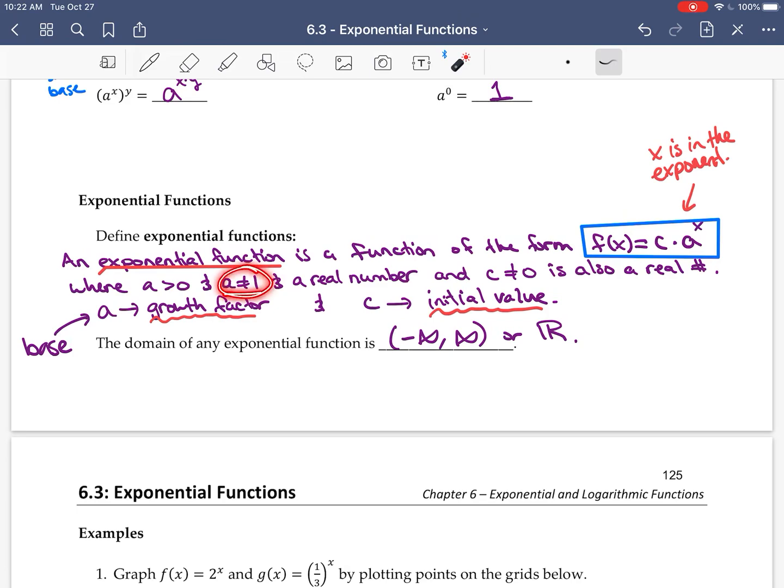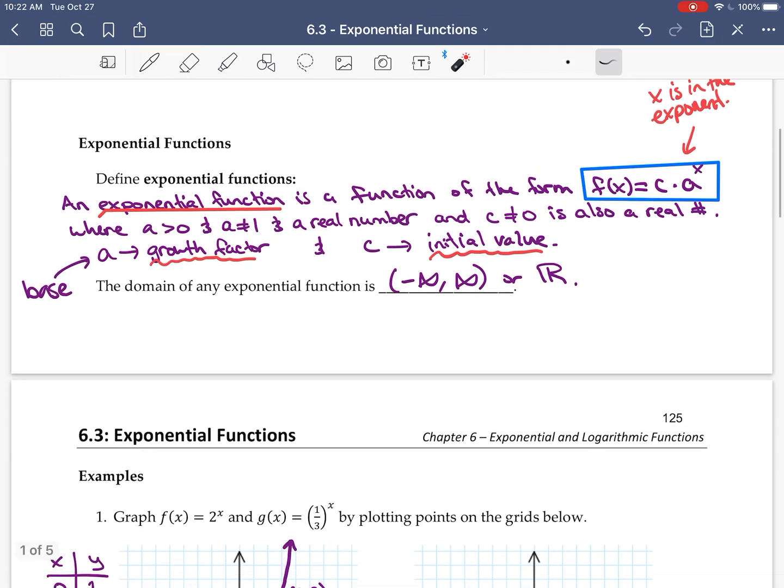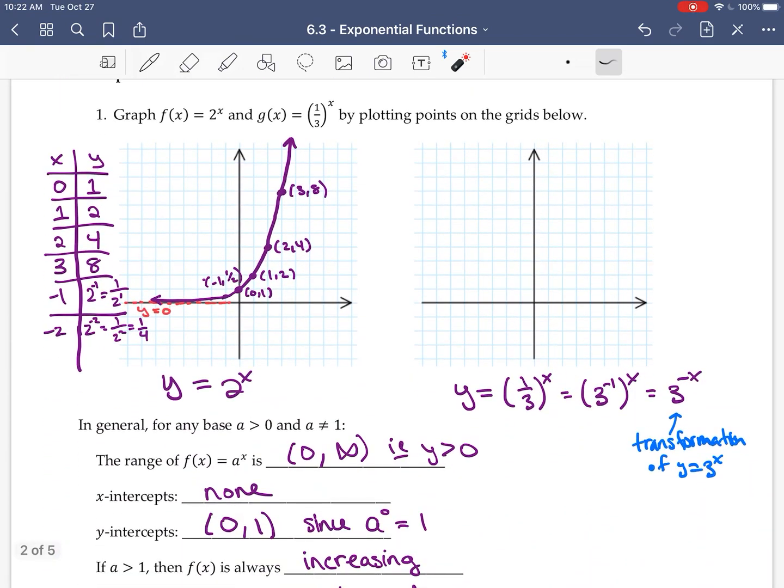And we take out a equals 1 so we don't get the constant function, because the exponential functions behave a certain way and the constant function does not follow that pattern. And c is a real number. So we're going to start by doing a graph that I left for you to do.